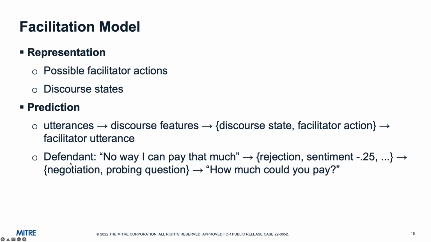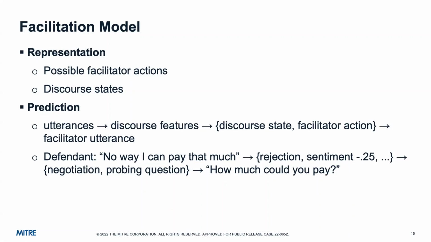So to make this more concrete, if we have a bunch of conversation and then the defendant says, no way I can pay that much, well, that's an utterance. We actually look at a history of utterances. The discourse features are things like, well, this looks like a rejection. It has a negative sentiment, and there's a bunch of other kinds of features that we induce. Then the discourse state is, well, we're in the middle of negotiation, we're kind of horse trading, and we predict based on all these features that a facilitator would be likely to make a probing question, like how much can you pay?